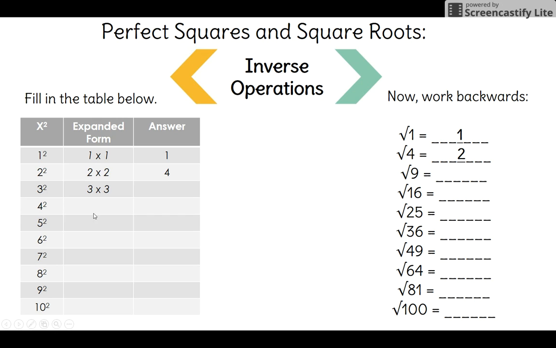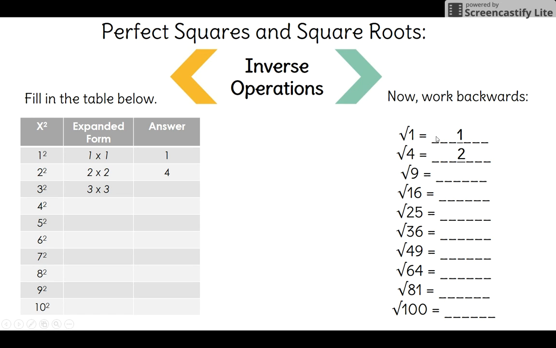So when we think about our perfect squares and square roots, we've got our inverse operations here. In expanded form, we've got 1 times 1 equals 1, 2 times 2 equals 4, 3 times 3 equals 9, and so on and so forth. You can look through this table and work through it together or independently, and see if you can figure out what the expanded form of a number squared looks like and what the answer is.